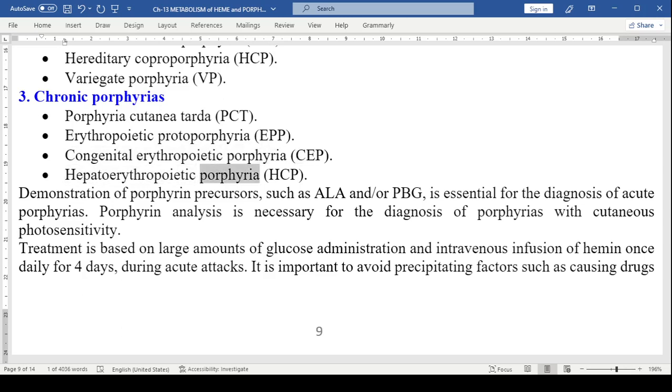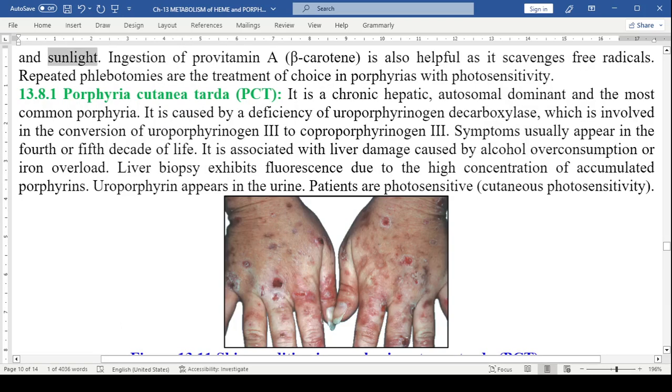Hepatoerythropoietic porphyria, HEP. Demonstration of porphyrin precursors, such as ALA and/or PBG, is essential for the diagnosis of acute porphyrias. Porphyrin analysis is necessary for the diagnosis of porphyrias with cutaneous photosensitivity. Treatment is based on large amounts of glucose administration and intravenous infusion of heme once daily for 4 days, during acute attacks. It is important to avoid precipitating factors such as causing drugs and sunlight.